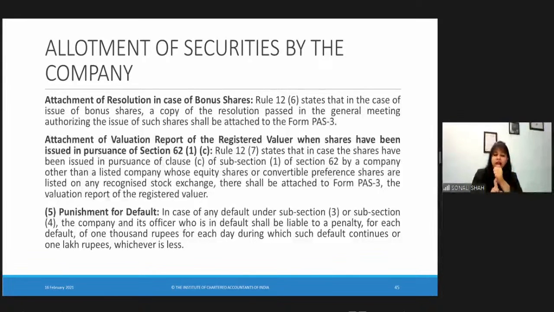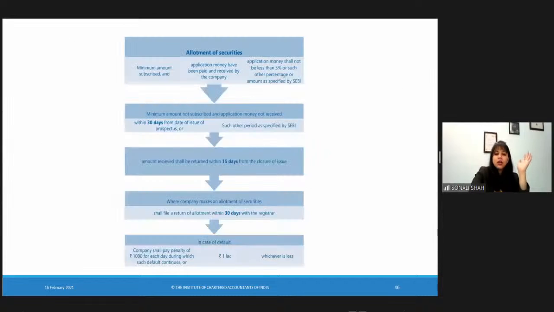Now the question arises, what if there is a default in complying with these provisions? If there is a default, then the company and the officers who are in default shall be liable for a penalty of 1,000 rupees for each day during which default continues. The maximum penalty that can be awarded is rupees 1 lakh only, right? So this was about the allotment of securities.